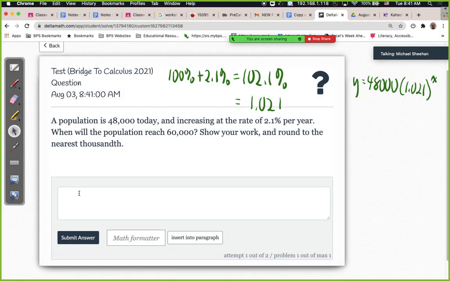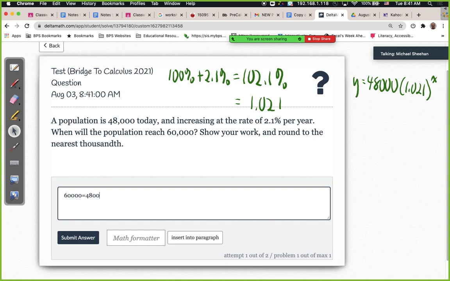So on this one, Jeremy, I think it was you just gave me an answer, and you were correct, I believe, but it does say show your work, so I'm not going to give you better than half credit for an answer without work. Okay, so here's what I want to see. 60,000 equals 48,000 times 1.021 to the x.